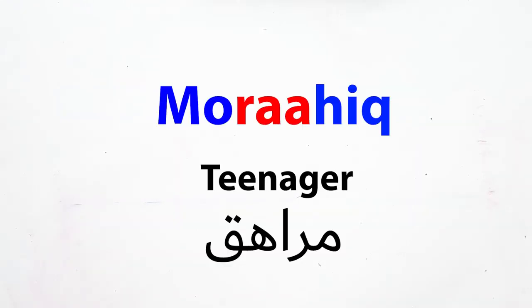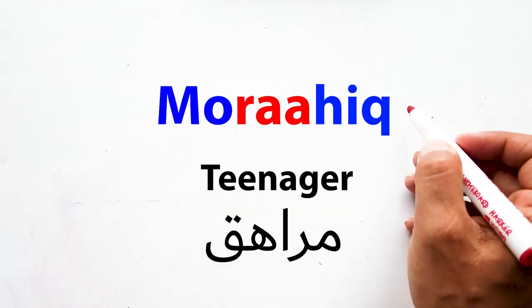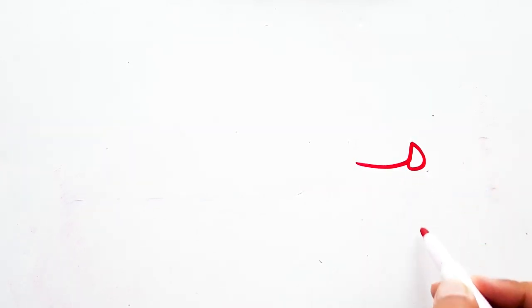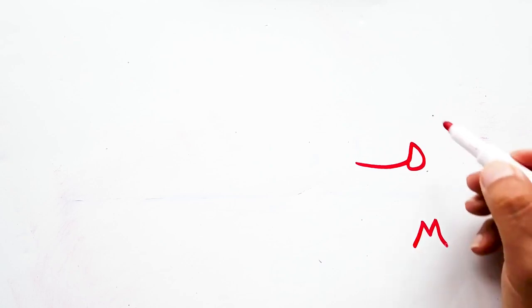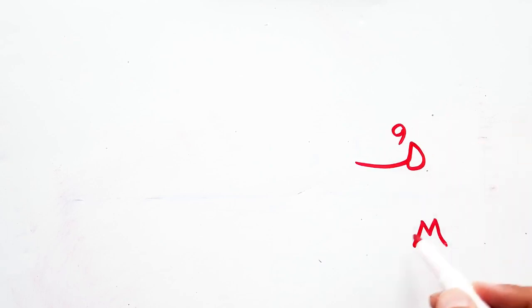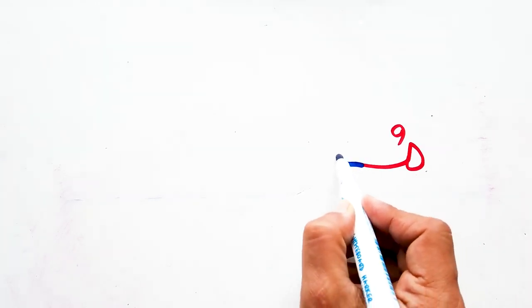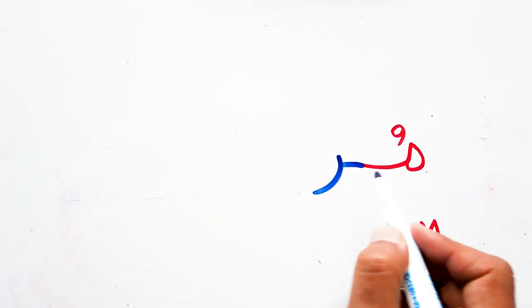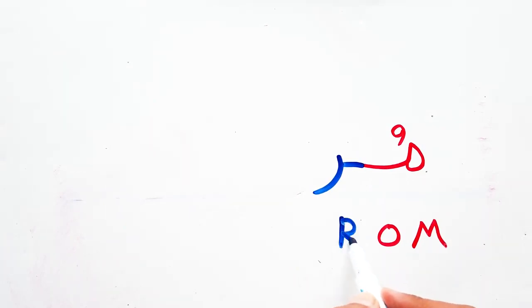مراهق. Mu. The sound of M. Let's write it here. Mu. And the sound of O. So let's add O. This mark sounds like O. Mu. R. The sound of R. Mur. Let's add R here.